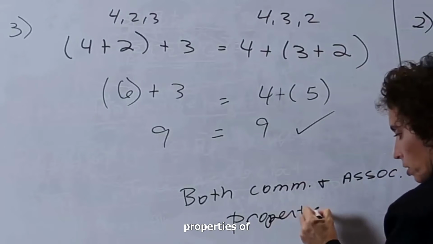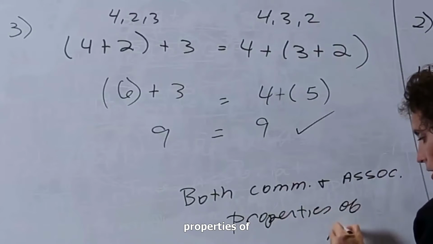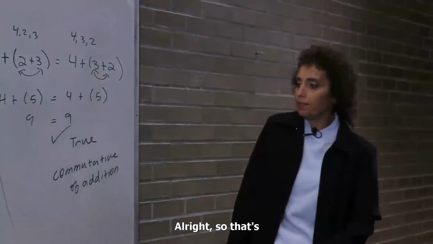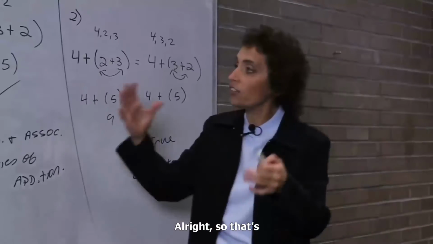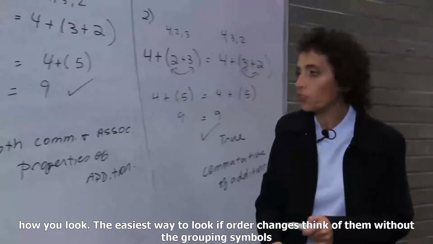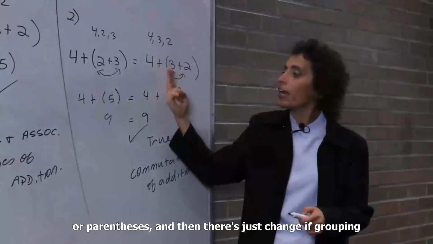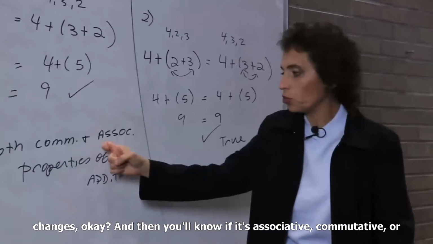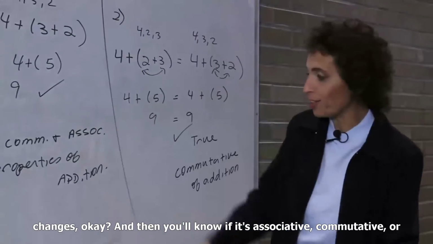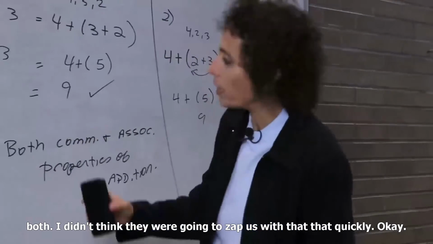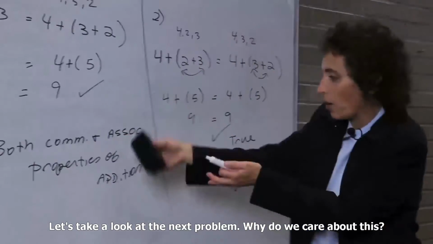properties of addition. Okay? All right. So that's how you look. The easiest way to look, if order changes, think of them without the grouping symbols or the parentheses, and then they just change if grouping changes. Okay? And then you'll know if it's associative, commutative, or both. I didn't think they were going to zap us with that quickly. Okay. Let's take a look at the next problem.